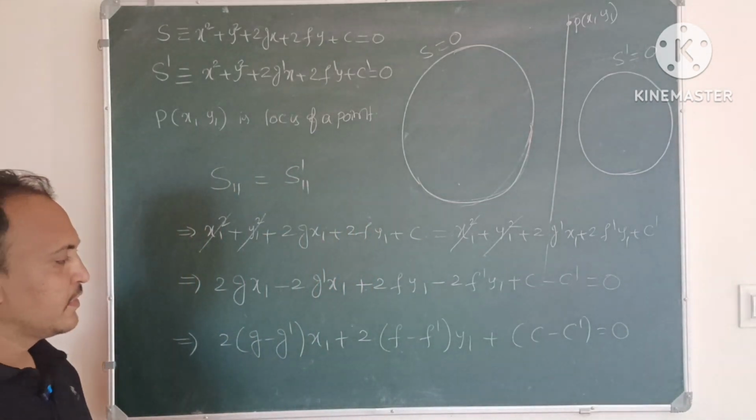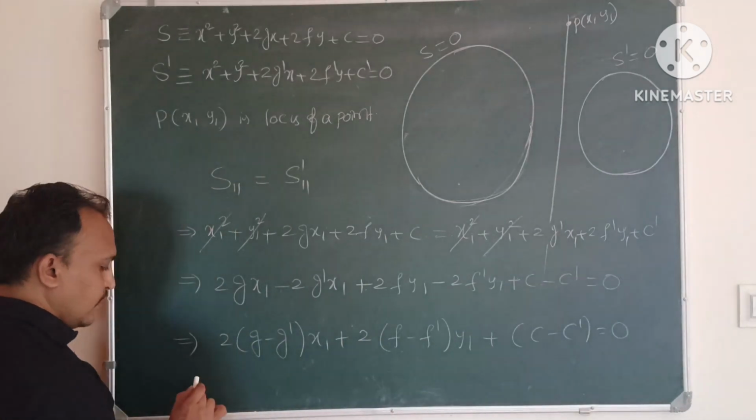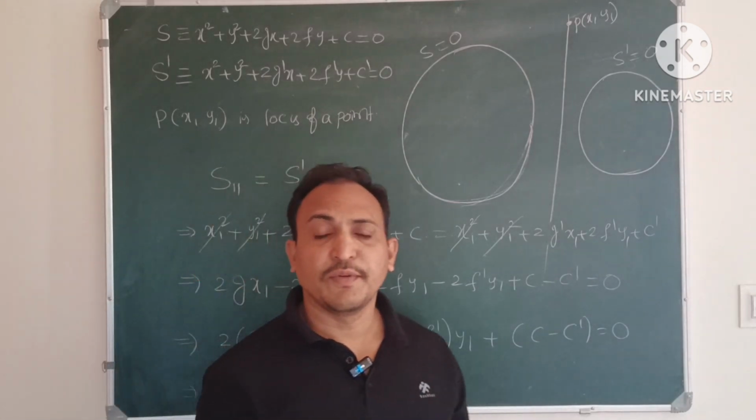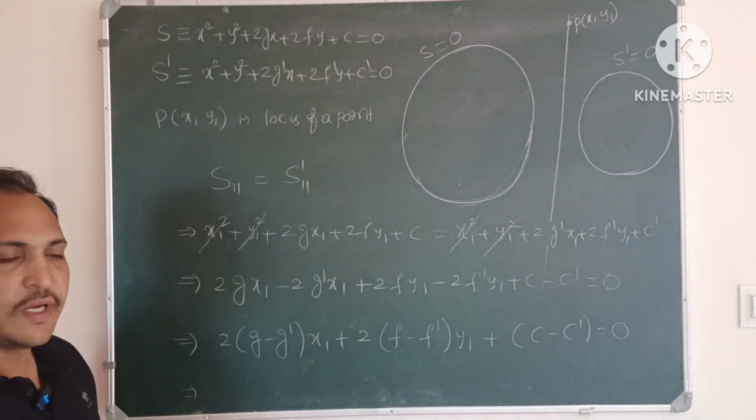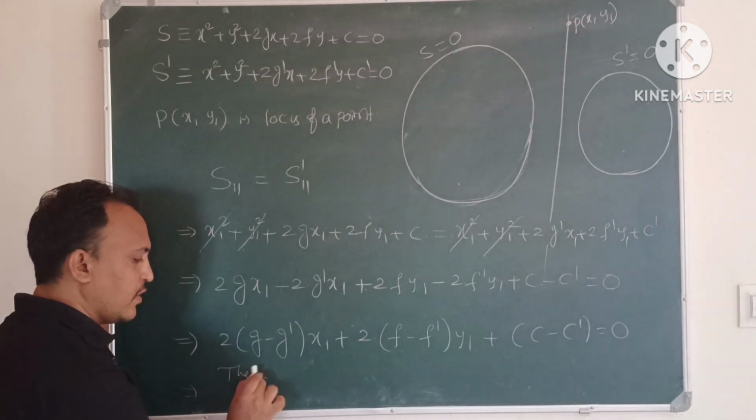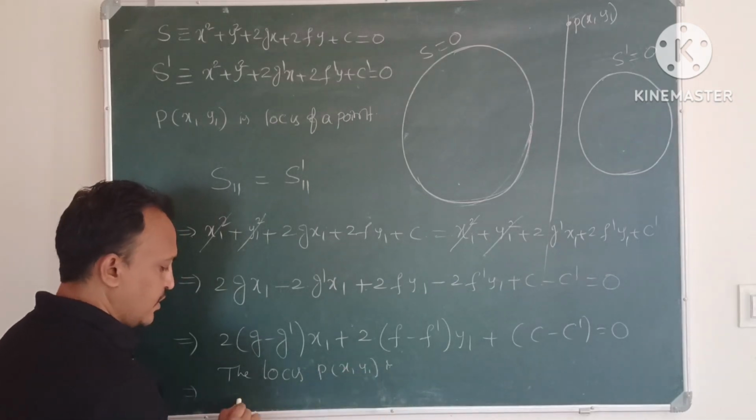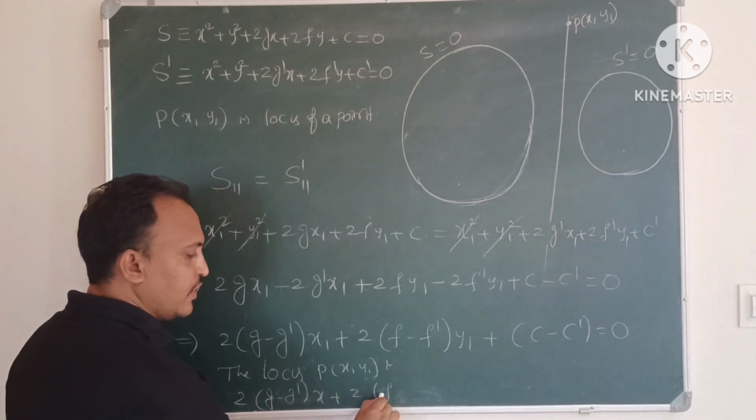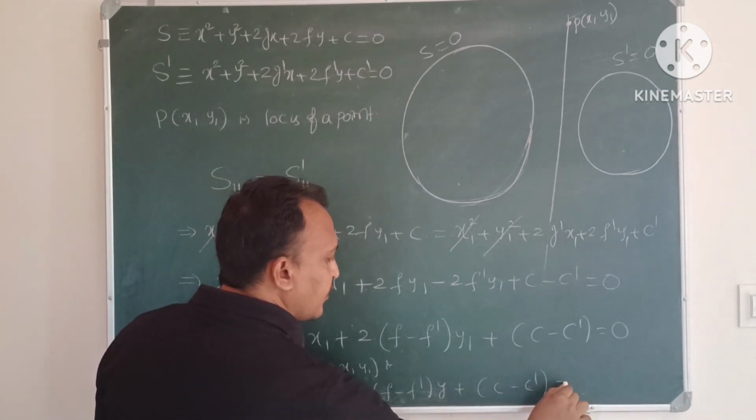So clearly this is a linear equation in terms of x1, y1 that we got. So the locus of (x1, y1): whenever you want to find a locus, at last, instead of x1, y1 you have to write x comma y. Then the locus of P(x1, y1) is 2 into (g minus g dash) x plus 2 into (f minus f dash) into y plus c minus c dash equal to 0.